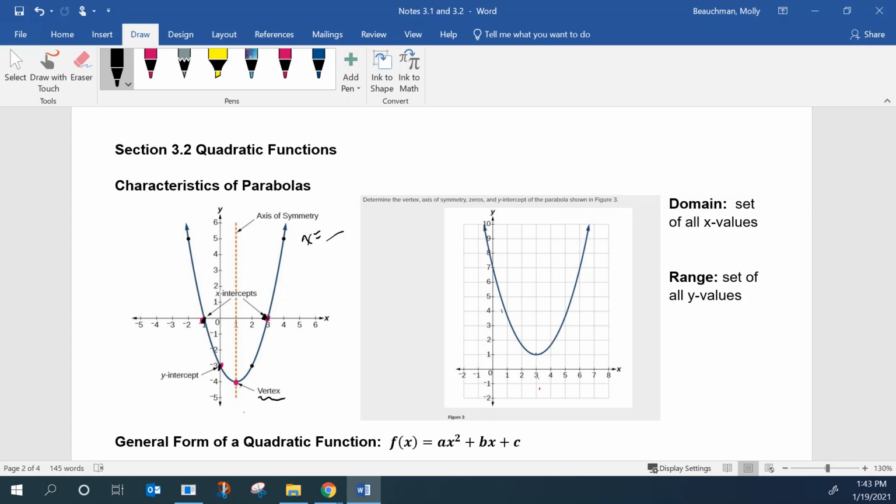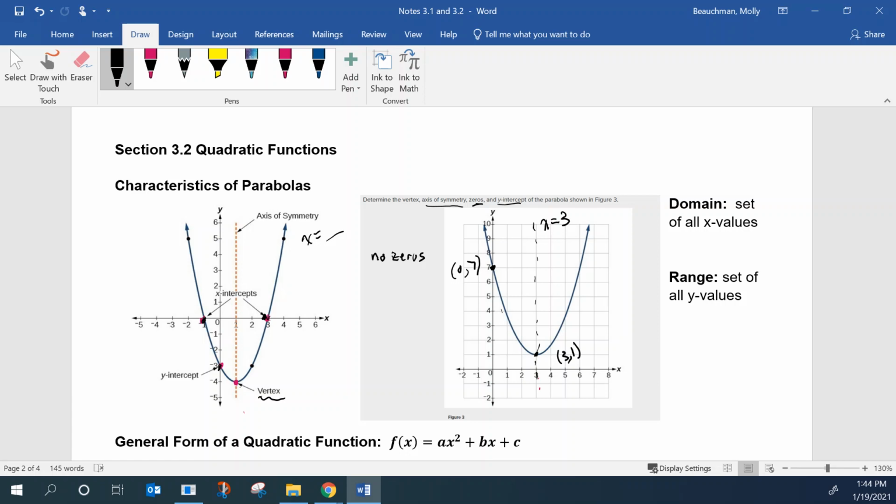So taking a look at the graph to the right, let's identify each of these characteristics. First is the vertex. The vertex is the lowest point, and in this case, that's the coordinate (3, 1). The axis of symmetry is the vertical line that goes through our parabola, so that would be x equals 3. The zeros, there are none. There are no x-intercepts, so zeros and x-intercepts are the same. And then the y-intercept is where our graph crosses the y-axis, so in this case, x is 0, y is 7.